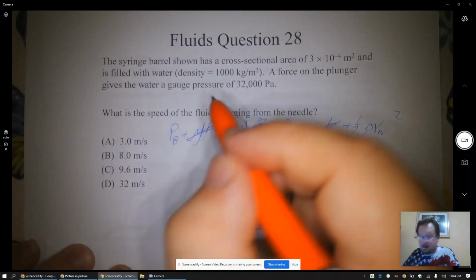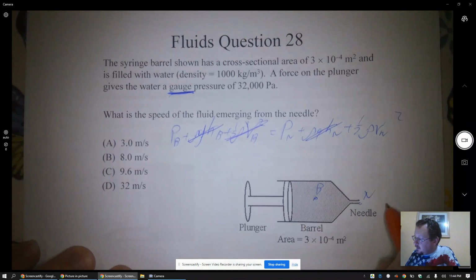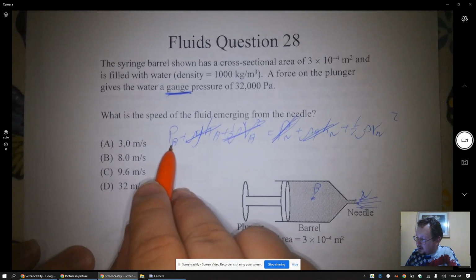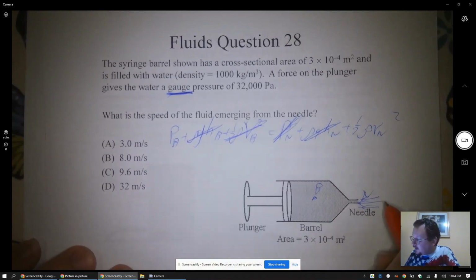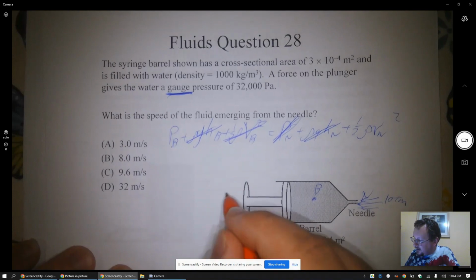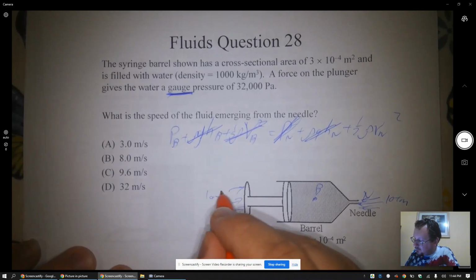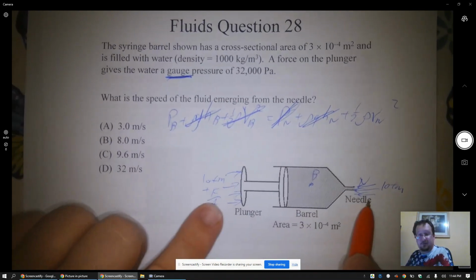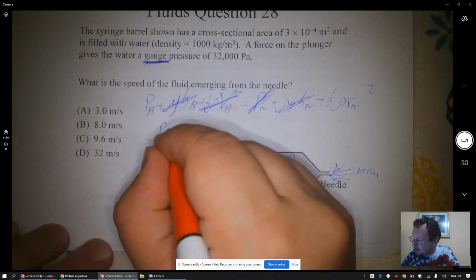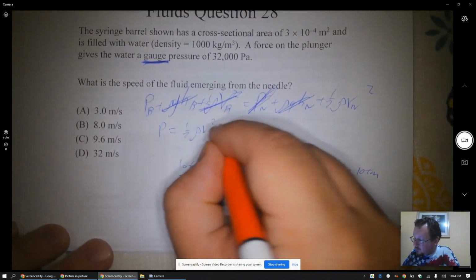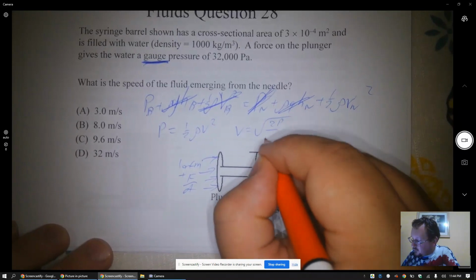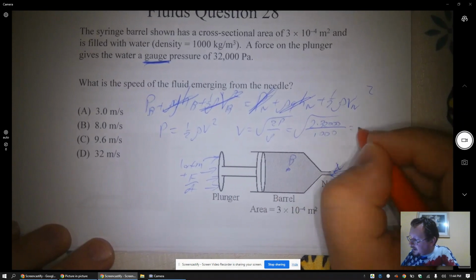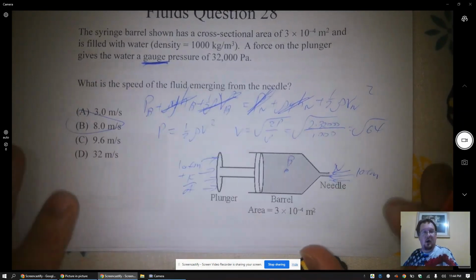If I work in gauge pressure, then the air pressure pushing on the needle is 0, and the pressure here is 32,000. Now, if you work in absolute pressure, you have 1 atmosphere here, but you also have 1 atmosphere plus the force over area, which makes the 32,000, and the 1 atmosphere would cancel out anyway. So the pressure applied equals 1/2 rho v squared. V is the square root of 2 pressures over density. That's the square root of 2 times 32,000 over 1,000. That's the square root of 64, which is 8.0 meters per second.